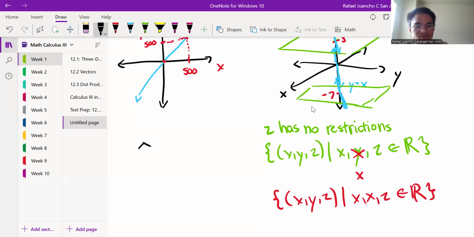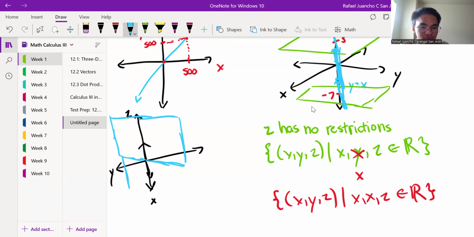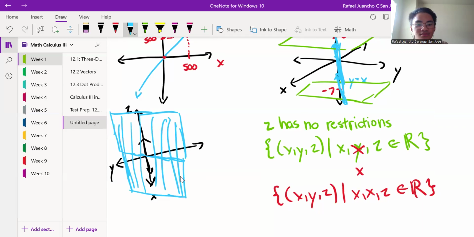You have an x, you have a y, z. I made it look like x, y. That blue thing, it's kind of like that. So it's kind of like this. And it's lower. Could go on and on and on. Right?